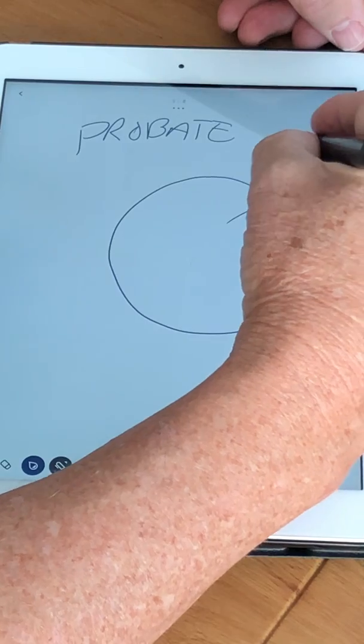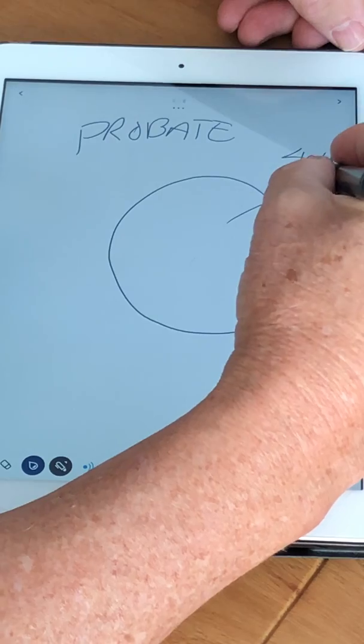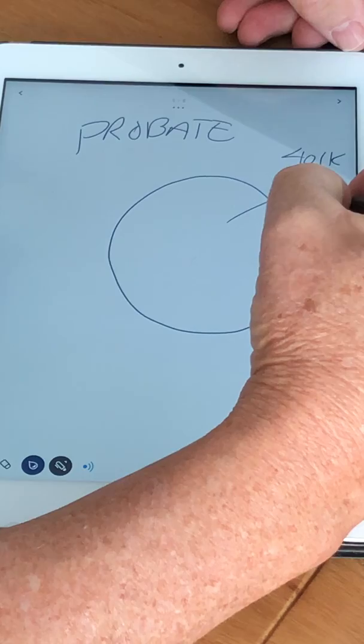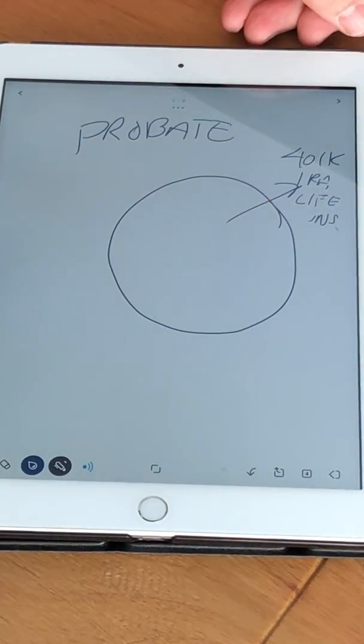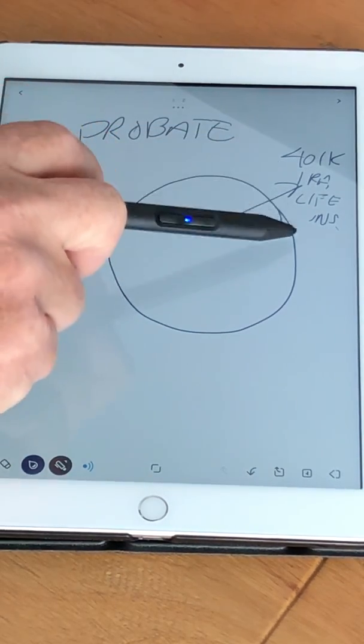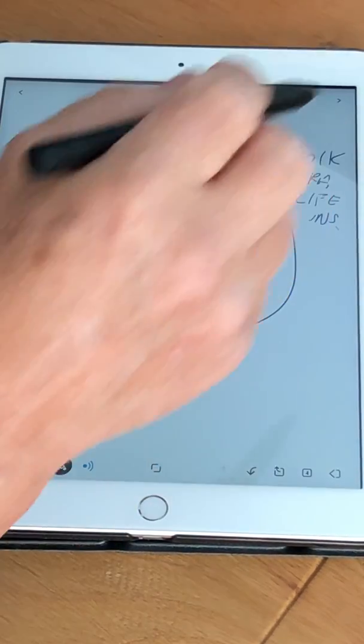First things would be 401ks, IRAs, and then life insurance policies. And the reason why those come out is because they have named beneficiaries on them. So even though a person passes away and they have their assets, those items over here are part of the person's assets, but because they died, they have named beneficiaries. Those assets pass to the persons who have the named beneficiaries on them. So they're out of the probate.